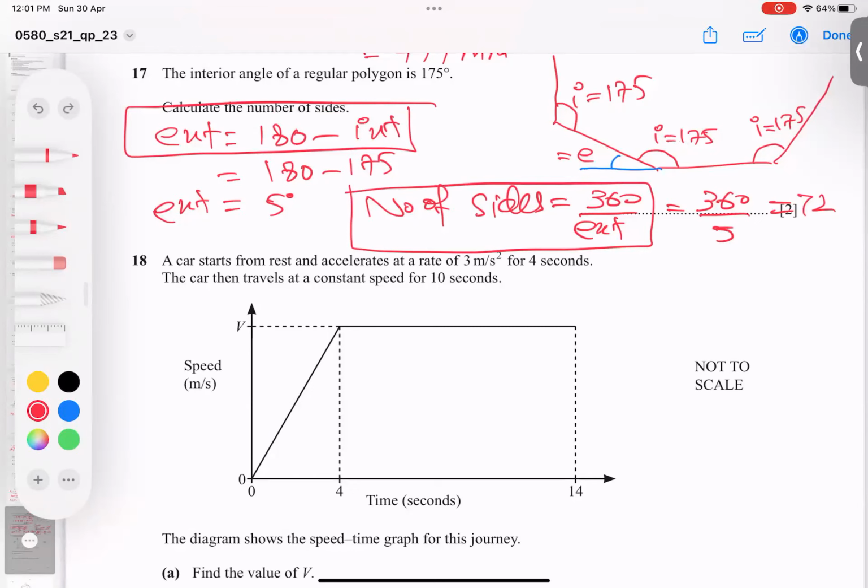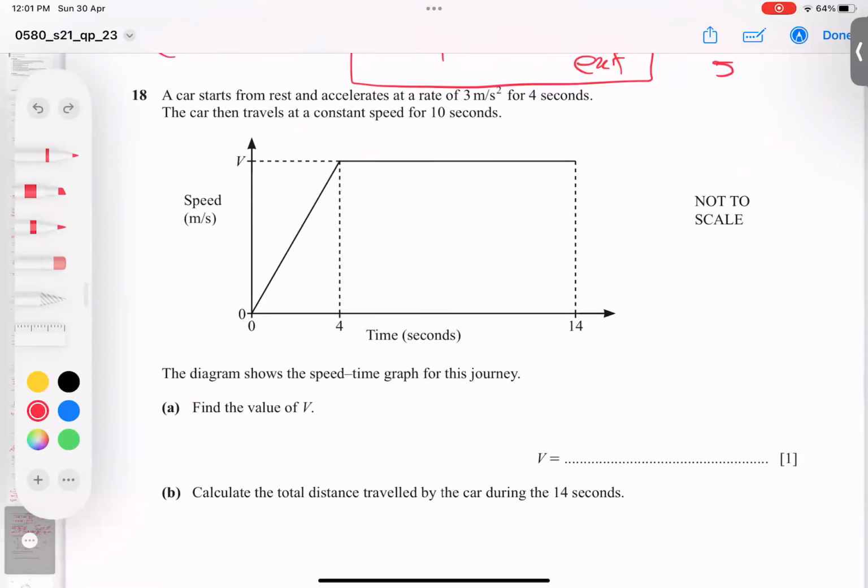That is why. Question number 18: a car starts from rest, it means 0, and accelerates at 3. So it means this line's gradient, because you know the gradient of the line represents acceleration. You must know it. And the area under the line is called distance. Don't forget it. Two rules are there, and both rules are used here.